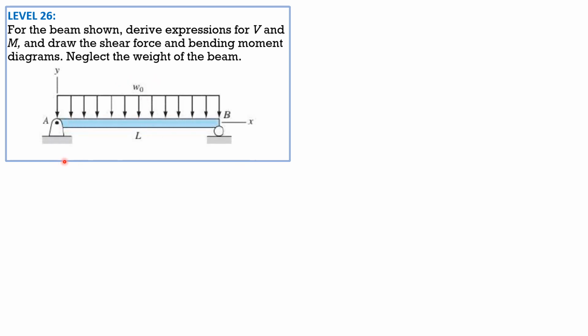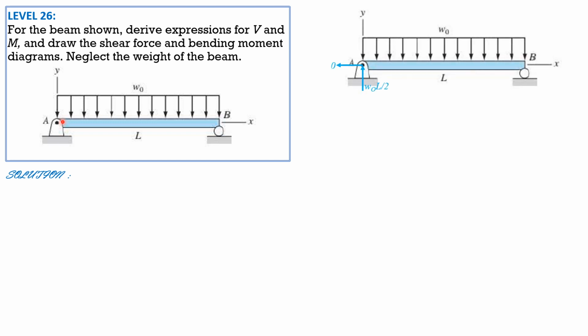By symmetry, the vertical reactions at A and B will be equal. The total load is the area of the loading, WOL. So its vertical reaction should be WOL over 2. Horizontal reaction at A is 0 as shown. So for the shear and moment equations, we just isolate one part and we'll call the distance from the left as x. So imagine shear is downward and moment is counterclockwise here.